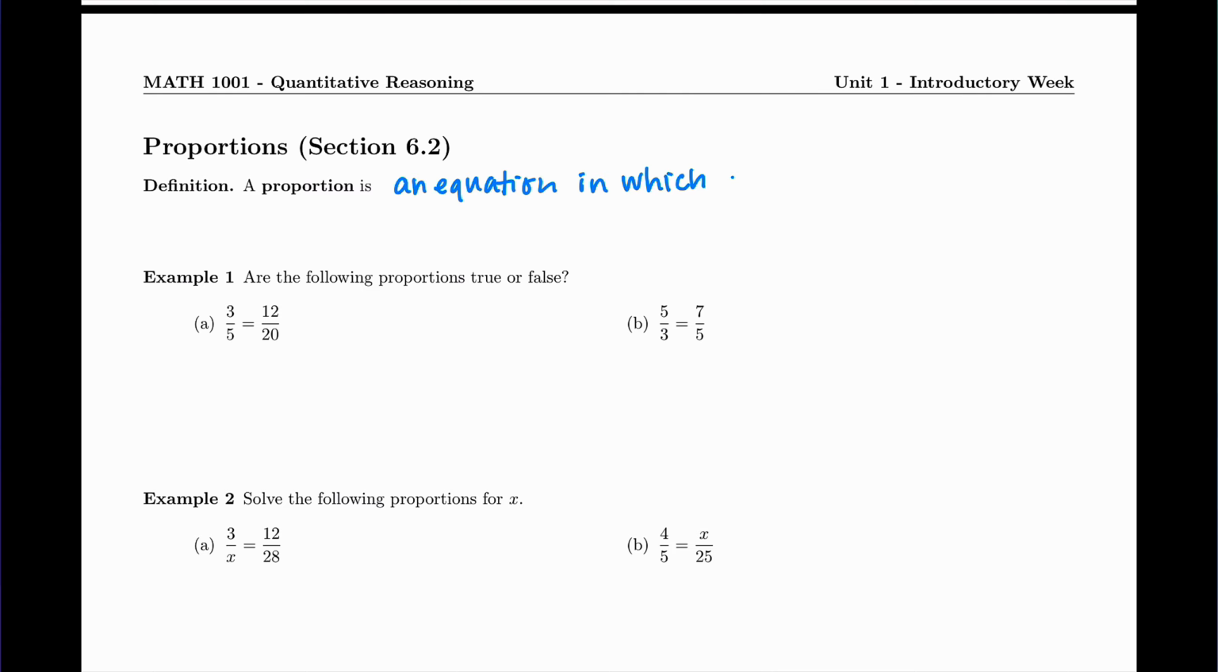We'll begin by defining a proportion. A proportion is an equation in which two ratios are stated to be equal.